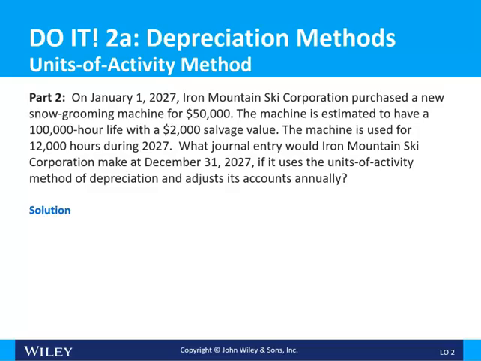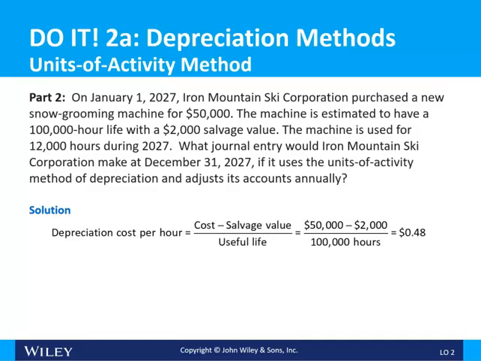Well, first we have to figure out what the rate is, the depreciation cost per unit. So in this case, it's hours of use. Depreciation cost per unit is the cost minus the salvage value, depreciable cost, divided by the useful life, 100,000 hours. So the 50,000 minus 2,000 divided by 100,000 is 48 cents per hour.